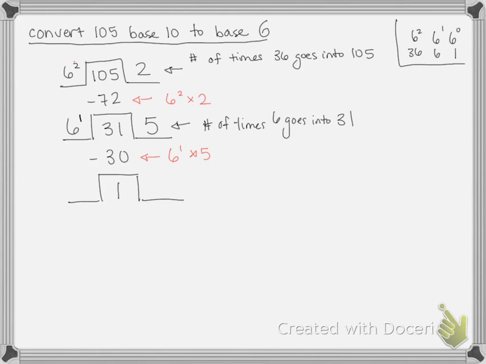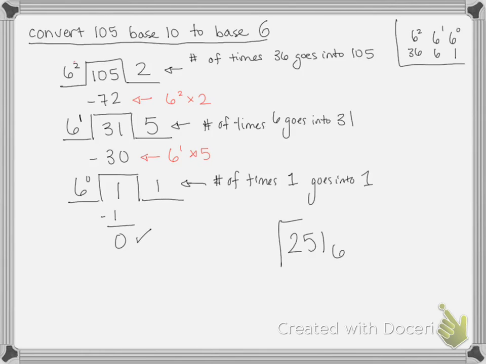Okay, so my final hat, I'm checking 6 to the 0, which is equivalent to 1. And I have 1 left over. So this is the number of times 1 goes into 1. This is very boring, right? So it happens exactly 1 time, which means that we take our 3 numbers on the right hand side of the box and we say that 105 base 10 is equivalent to 251 base 6.